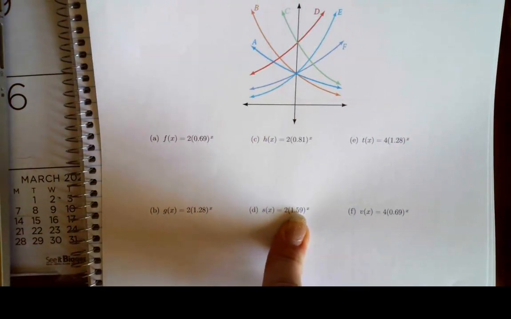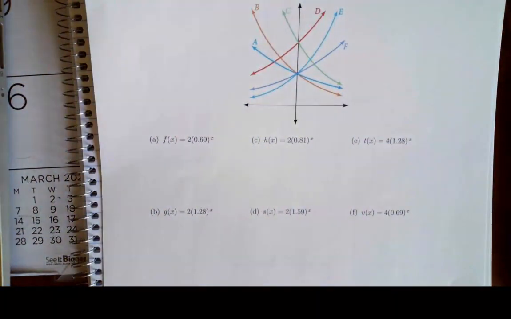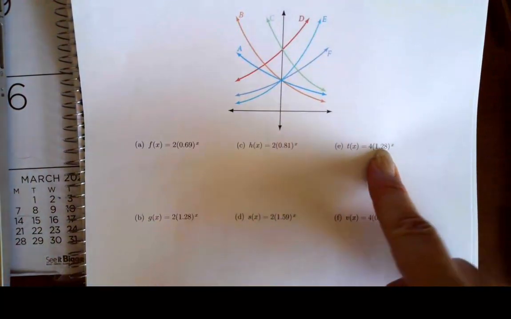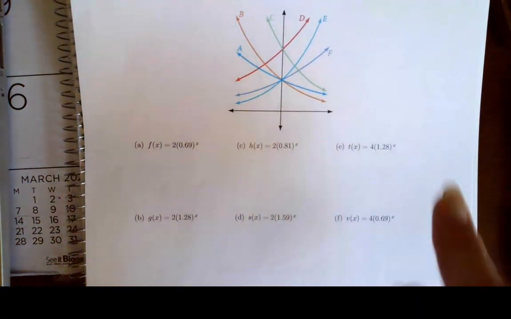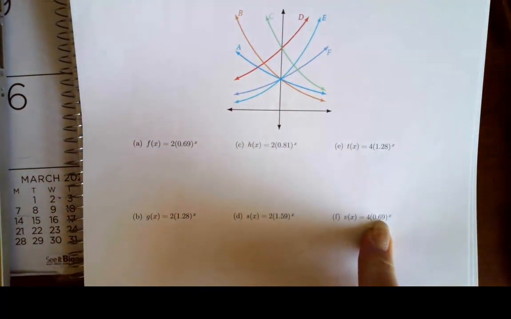This one is going to be a 1.59. So it's your 100% plus a 59% growth rate. So this is exponential growth. As you read it from left to right, it will be increasing. This one is going to be an exponential growth model with a growth rate of 28%. This one is exponential decay, because it's between 0 and 1.